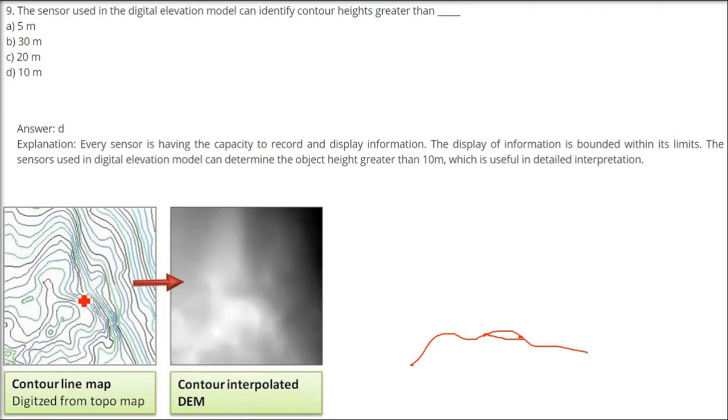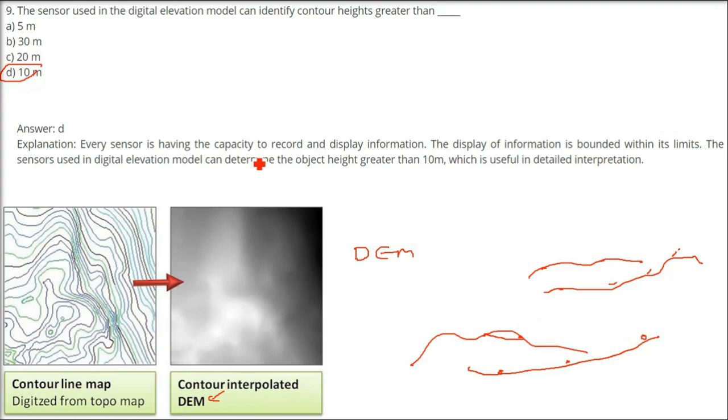Every sensor has the capacity to record and display information, and the display of information is bounded by certain limits. Here we are talking about the DEM, digital elevation model. We can find out the DEM through these contours: we have certain height points, and through these height points we can extrapolate, curve fitting can be done, and we get the digital elevation model or the 3D view. So 10 meter is the answer. The sensor used in DEM can determine objects with height greater than 10 meter.